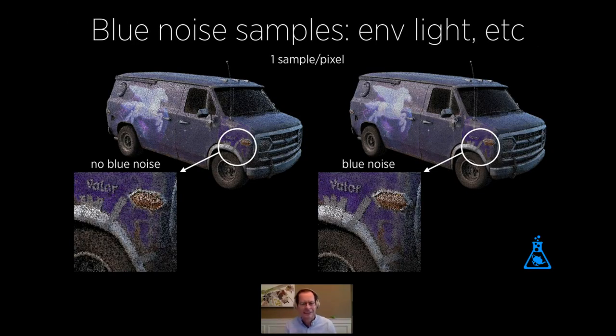Here's our favorite vehicle. So this is the van that's illuminated by an environment light and a handful of other light sources. If you look at the inserts with the magnification, for example, at the orange turn signal, on the left, the white speckles are very noisy looking, whereas on the right, the white speckles are more evenly distributed. Another place where the difference is clear is the tire.